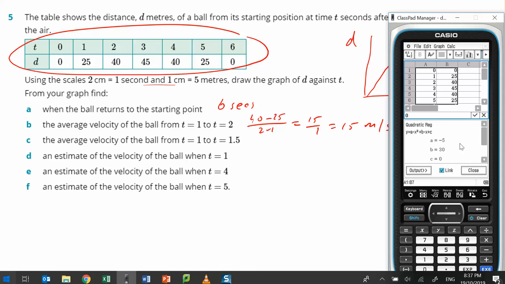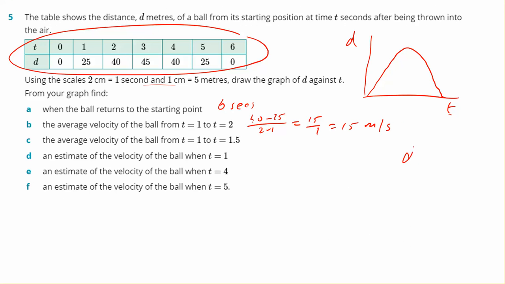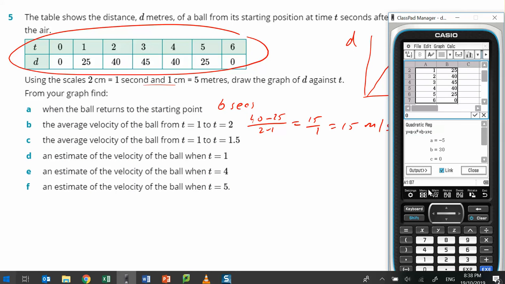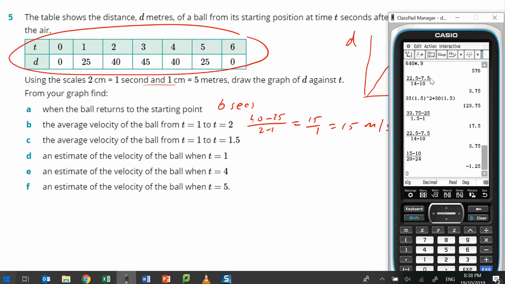Okay. So let's double check I got the right values. 0, 1, 2, 3, 4, 5, 6. Yep. 0, 25, 40, 45, 40. Yep, that's good. Okay. So negative 5. So d. Oops. d equals negative 5t squared plus 30t. Okay, so you're going to calculate what 1.5 is because we need to work that out.